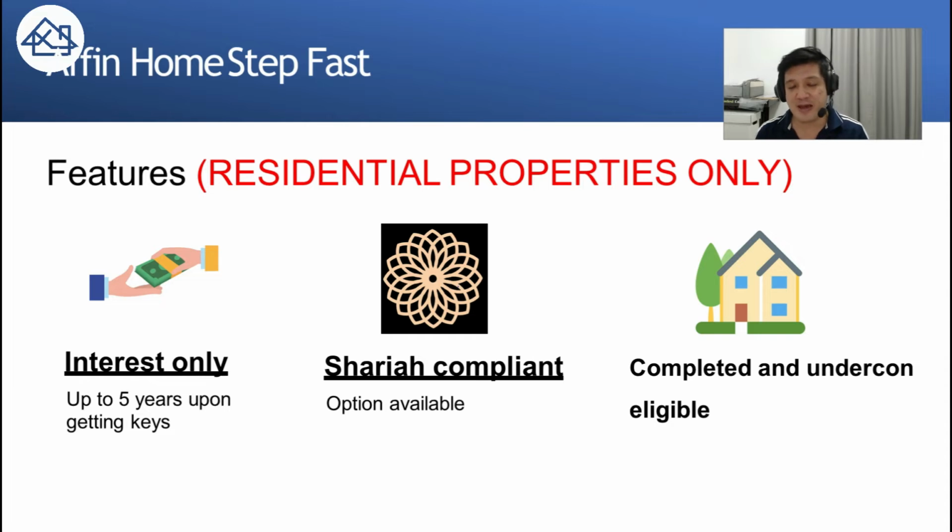Next is interest only. You'll be paying interest only for the first 5 years upon getting the keys. What this means is you are paying the interest for 5 years upon full disbursement. So if you are buying an under construction property, let's just say it takes 4 years to complete. For these 4 years, you'll be paying progressive interest, correct? But the interest-only period only starts at the 5th year when it completes. So in total, you have 4 plus 5 years of paying only interest, which is 9 years of paying only interest in a 30-year loan. So imagine how much money you can actually save in cash flow.